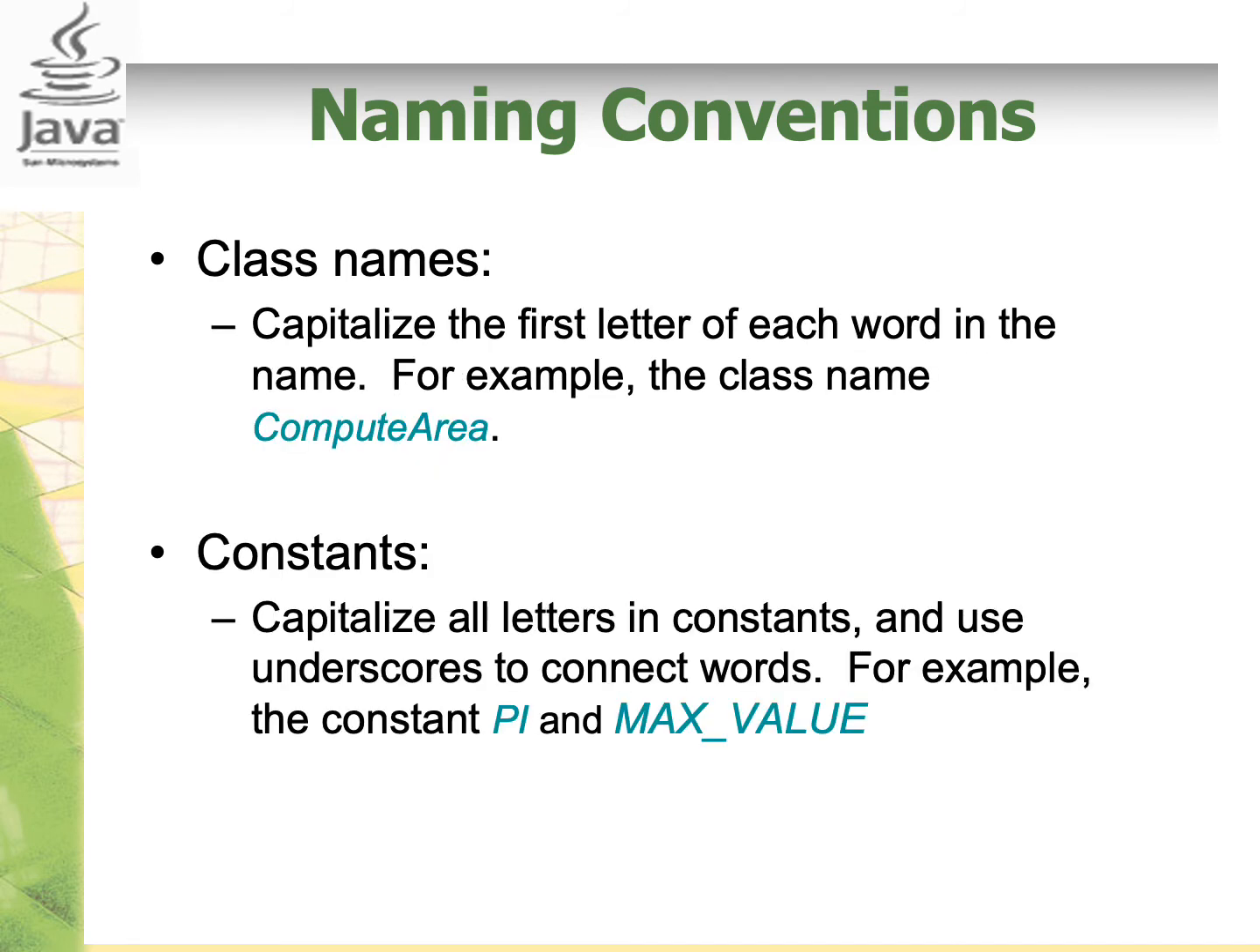For class names, capitalize the first letter of each word in the name. For example, the class name ComputeArea starts off with a capital letter. For constants, capitalize all letters in constants and use underscores to connect words. For example, the constant PI in capital P and I, and also MAX_VALUE where everything is in capital and we use underscore.